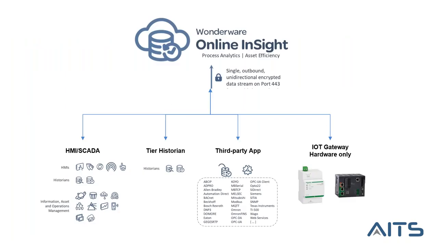Now, regarding the communication, we have 4 methods of communication. We can connect Insight to an HMI or SCADA, like Historian, InTouch Access, InTouch standard or Scitec, connect through a tiered historian or any third-party application using OI server, and the 4th method is IoT Gateway. We will start from the last one, the IoT Gateway.